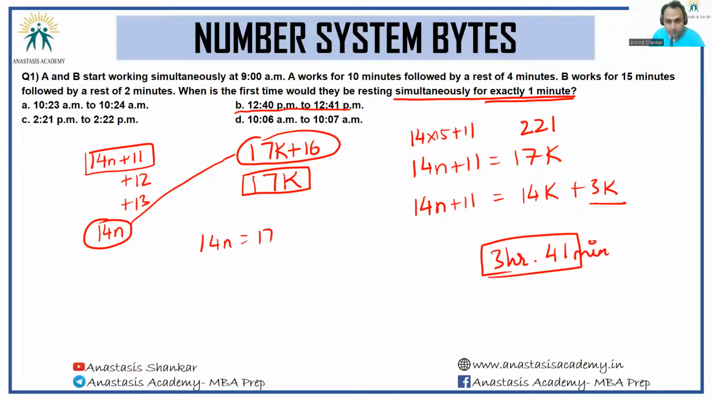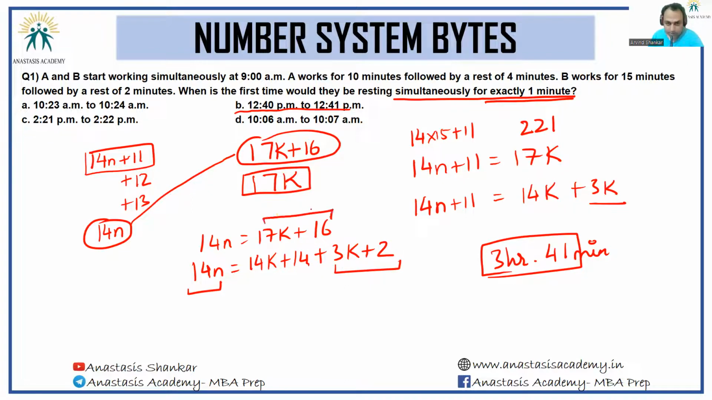14n is equal to 17k plus 16. So 14n is equal to 14k plus 14 plus 3k plus 2. So 3k plus 2 has to be a multiple of 14. Okay, k has to be 4. So the timing we are looking for is 68 plus 16, 84 minutes. This will be 14 into 6, not a problem. So basically 1 hour and 24 minutes hence from the starting time.